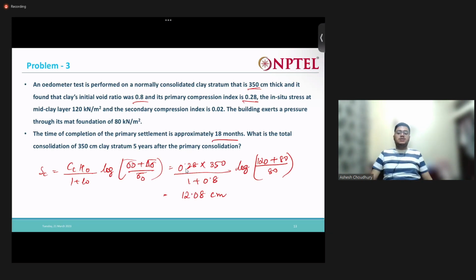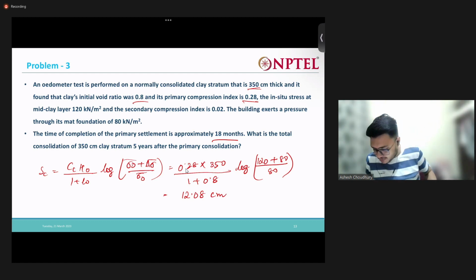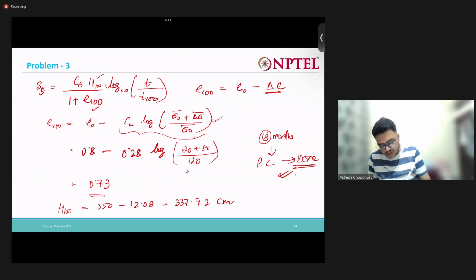Now it is being asked to us 5 years after this primary consolidation, what will be the total settlement? Meaning after the primary consolidation, whatever settlement occurs is nothing but our secondary consolidation. So what we need to do is find out the amount of secondary consolidation that is occurring in this 5 years time. Okay, so we will just put the known values in this relation.